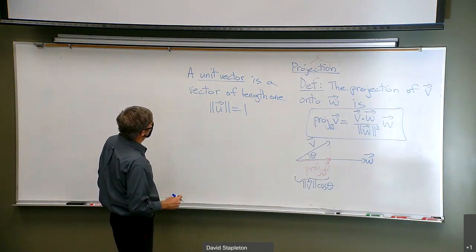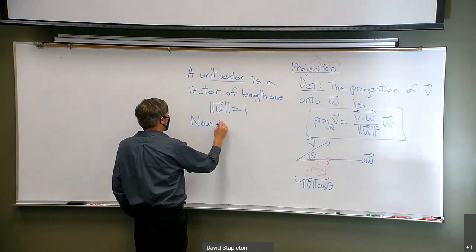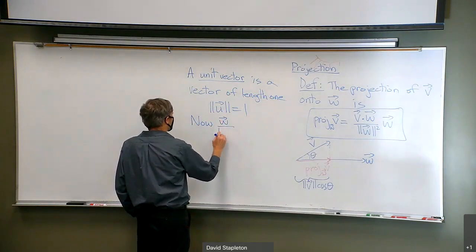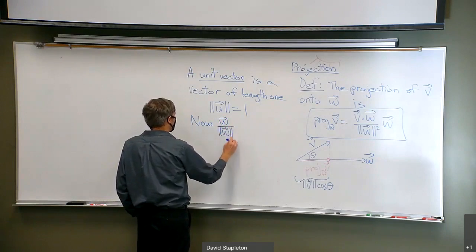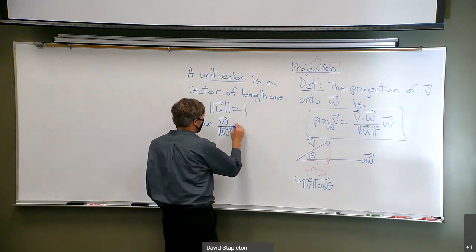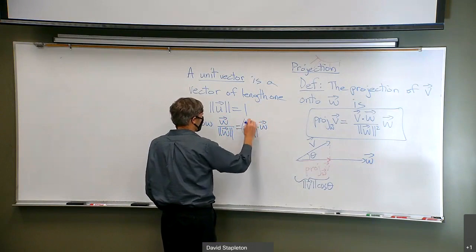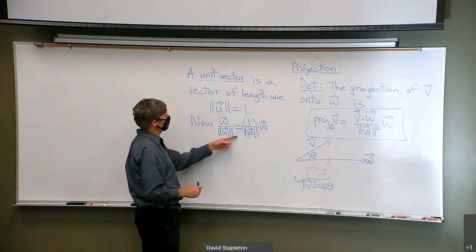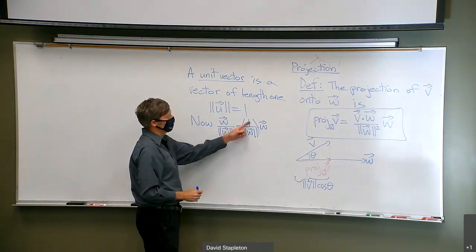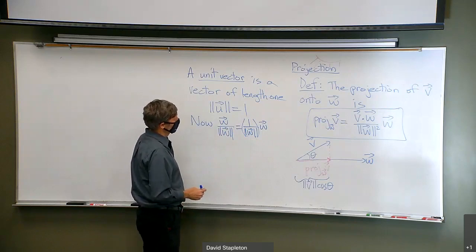Now, here's what's nice about this. If I take W divided by its length, what do we know? Well, we don't know how to do division yet. What does this mean? This will mean the number 1 over length of W times W. In other words, whenever I divide a vector by a number, right, the length is a number, that means multiply by 1 over the number. That's how we'll define division by a number. Right? Well, what is the length of this?